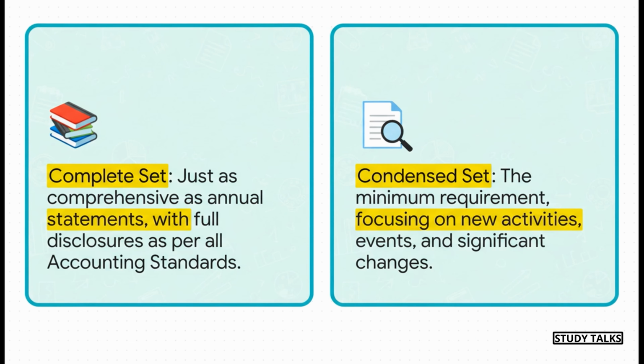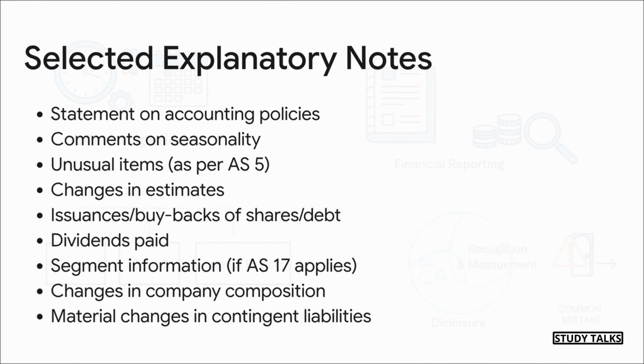Or it can provide a condensed set. This is the minimum you can get away with. You still have the main headings and subheadings from your last annual report, but the notes are selective. The whole point is to focus on what's new, what's changed, and not just repeat everything from the last big report. So what does selected mean? It means this list right here. You should definitely be familiar with these points, because like I said, this is prime territory for theory questions.